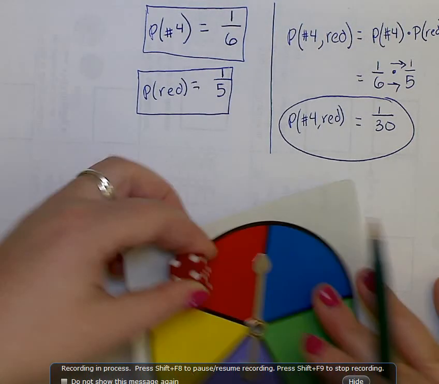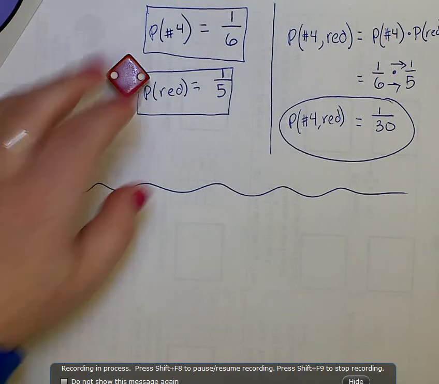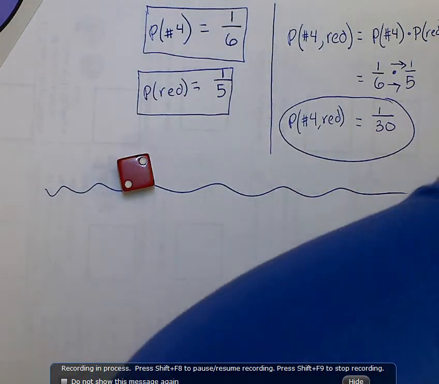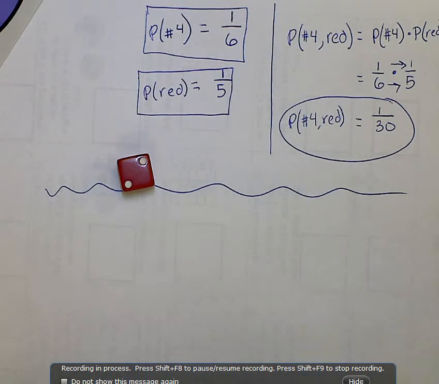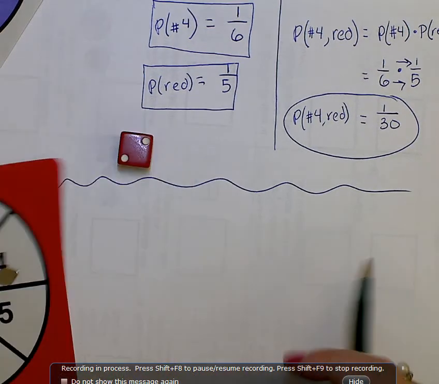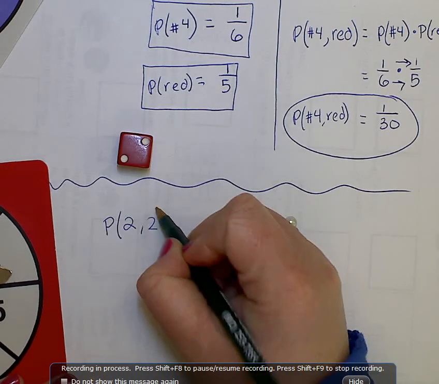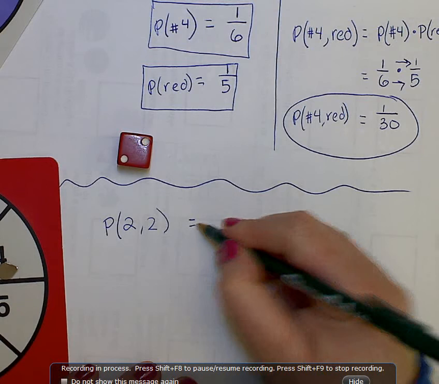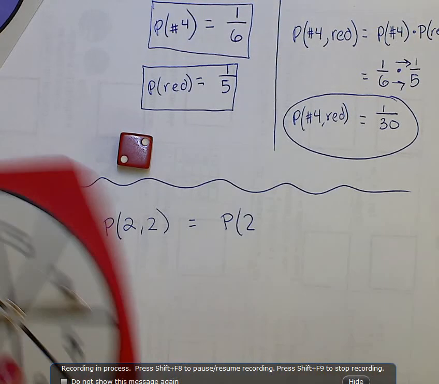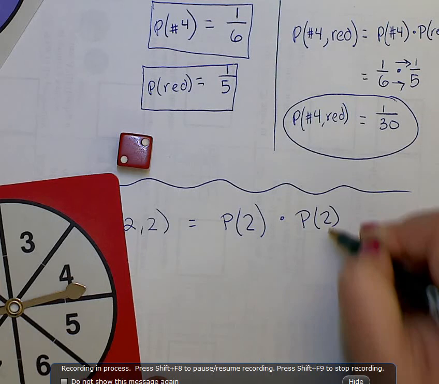Give you another example. Let's say I was rolling this number cube again, and this time spinning this spinner. Let's say I want to find the probability of getting a 2 and a 2. Again, I would take the probability of getting a 2 on my spinner times the probability of getting a 2 on my number cube.